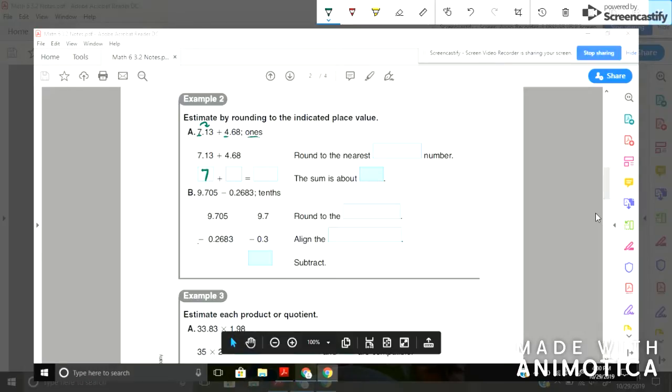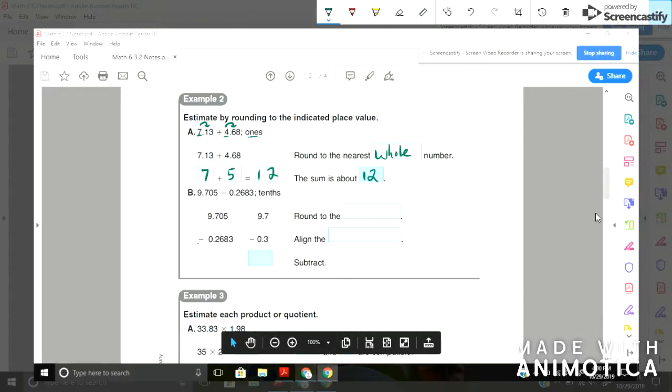For my second number, it's 5 or greater, so that tells me I need to round this up. So 4 rounded up 1 would be 5. I'm rounding to the nearest whole number is what I'm doing. And then I just have to take 7 plus 5, which would give me 12. So the sum is about 12. That's rounding to the ones.